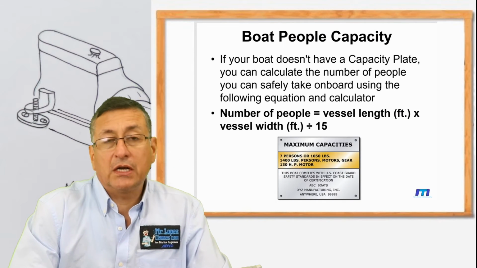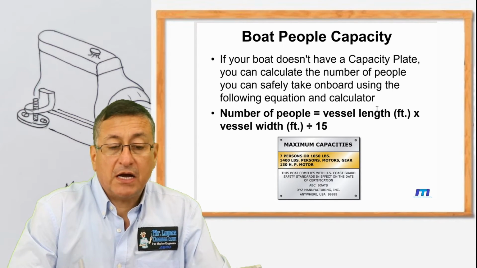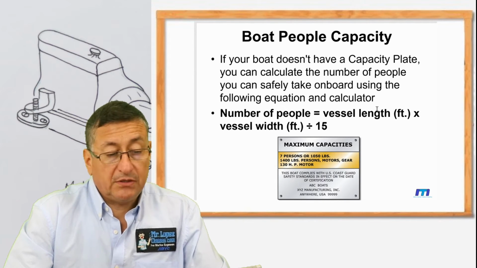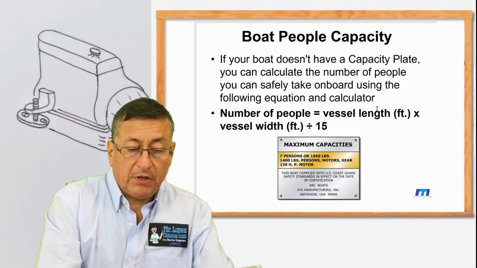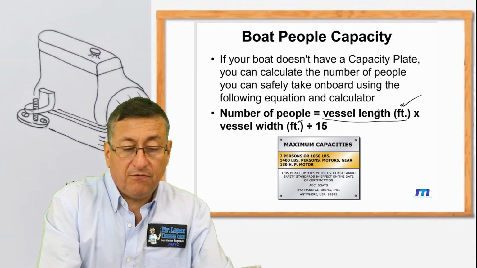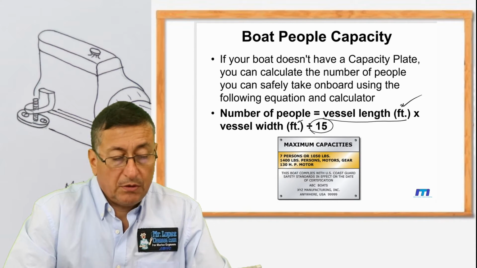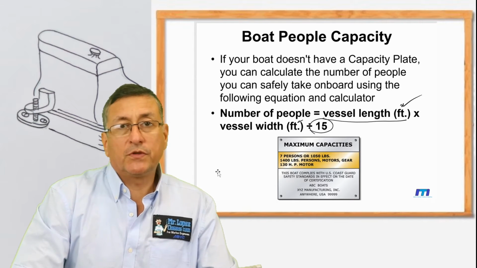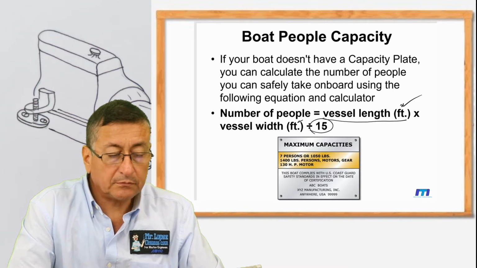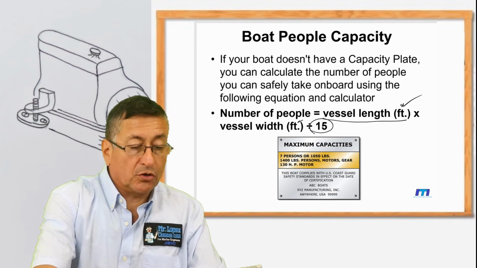Okay, we are going to start to calculate the capacity of the boat. If your boat doesn't have a plate with the capacity of the boat, the people, you can calculate that capacity easily. The number of people is equal to the length of the boat in feet times the width of the boat in feet, divided by 15. Yeah, simple formula. Normally in the boats you find the plate with the capacity of the boat according with the weight of the boat and the capacity of the motor in horsepower.